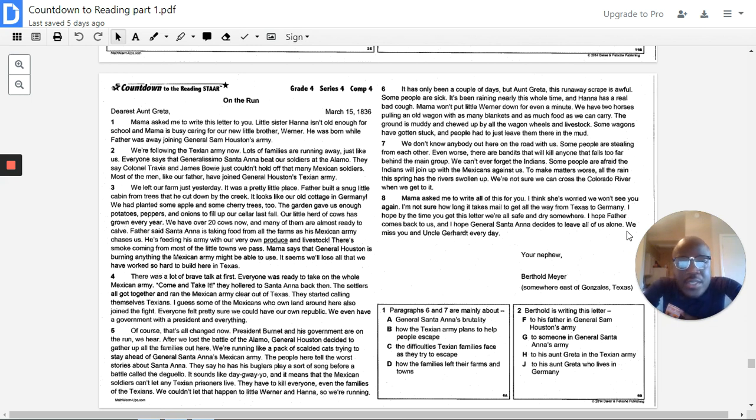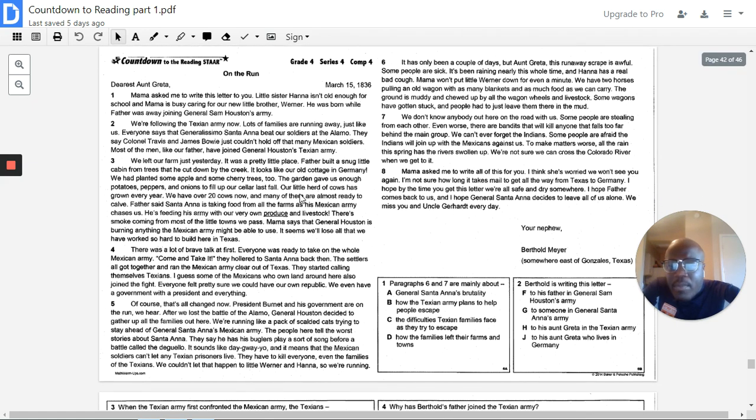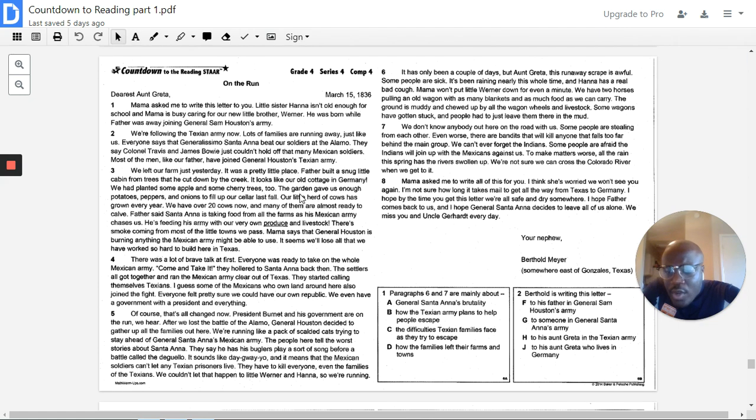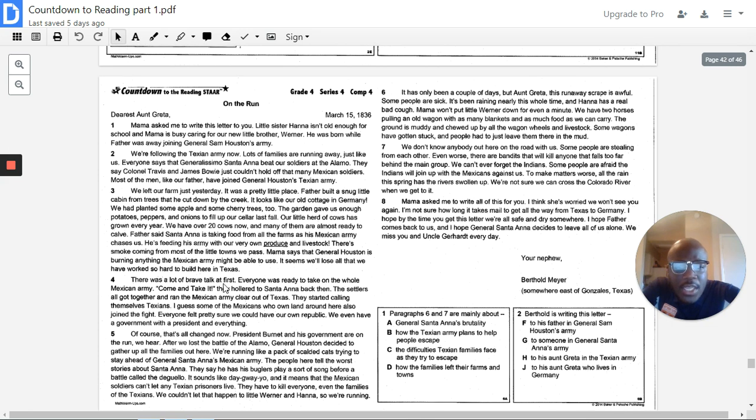Okay. So as I'm looking through this text, I'm scanning. I see a date, March 15, 1836. And I see Aunt Greta. I see General Sam Houston. And I'm seeing a bunch of other things that look like they might be realistic. But I don't see anyone directly in our story that gives me an idea that this is a nonfiction text.